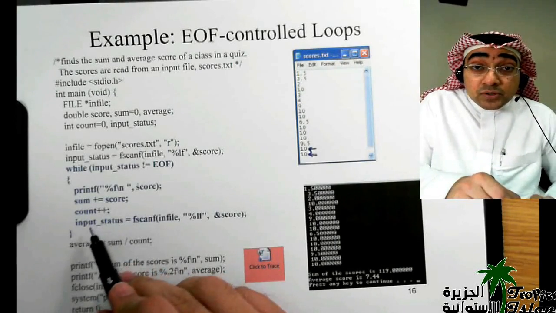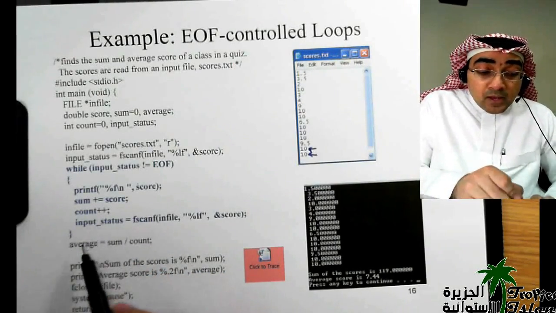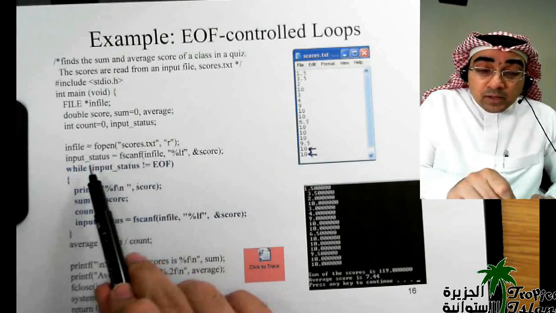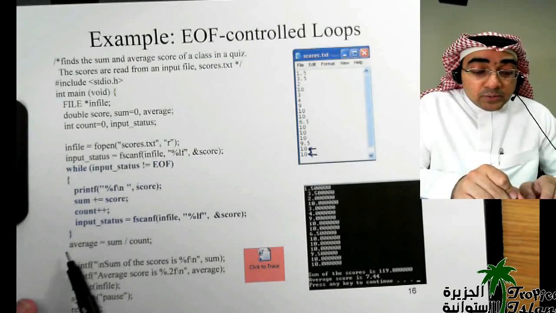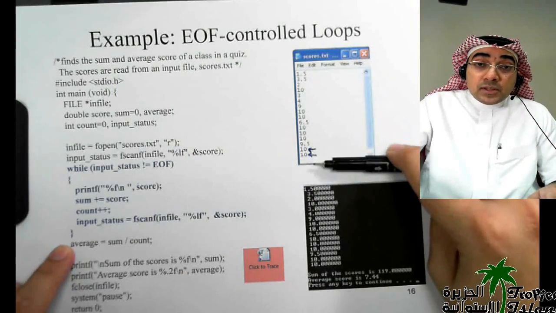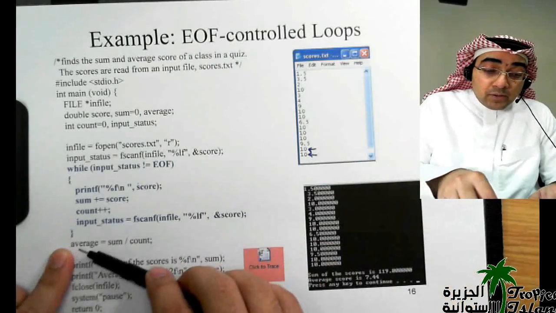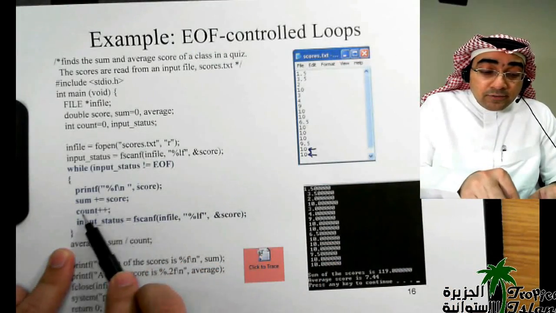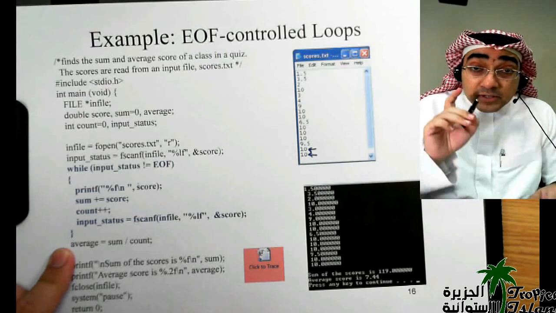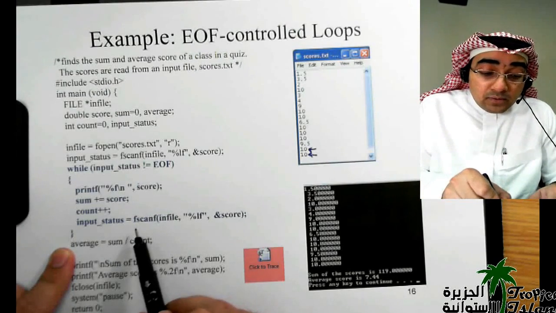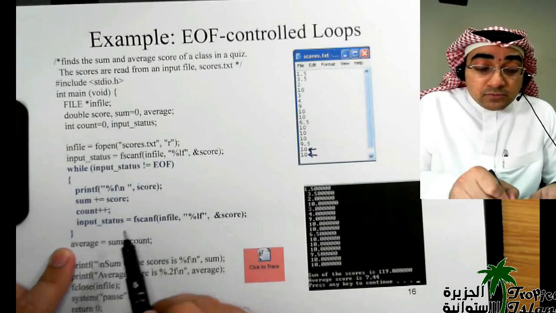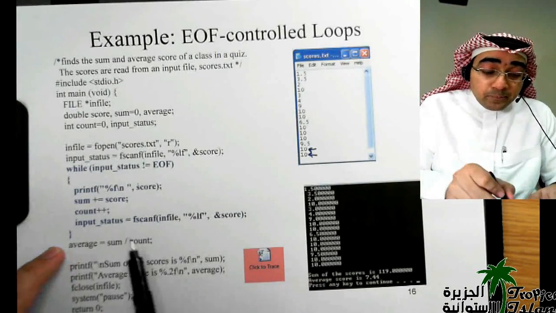Since you reach the end of the file, the fscanf is going to return for you a value end of file. So is end of file not equal to the end of file? This condition then will become false, and you are going to jump out of the while loop. See how we actually read all the numbers that are in the file, and then we jump out of the loop using the end of file that the fscanf returns. The fscanf returns the end of file, and it does not store it into the variable.